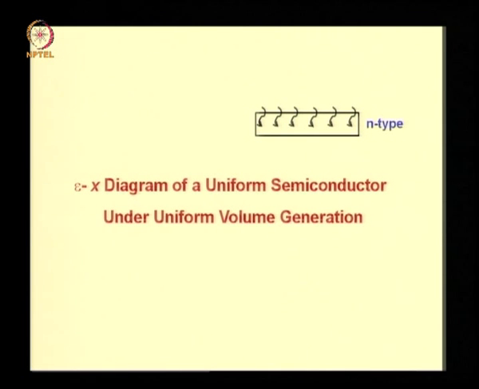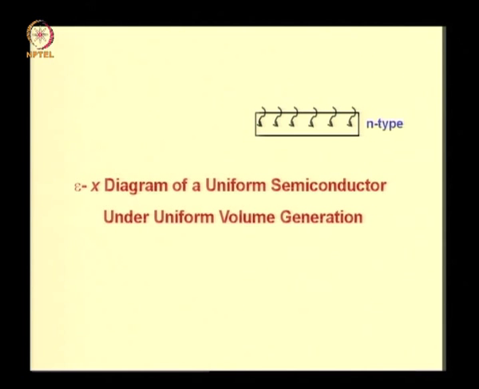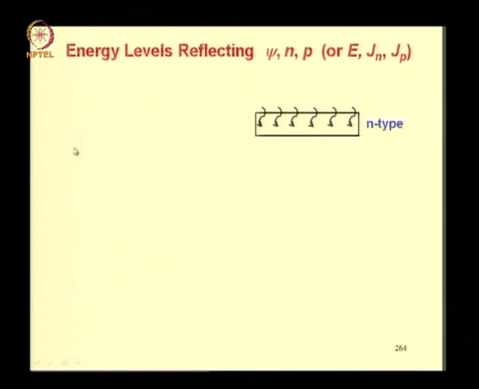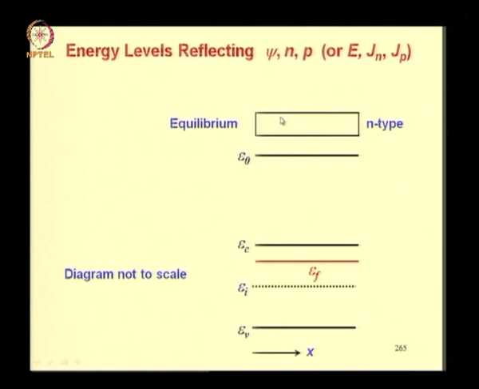Finally, let us discuss the energy band diagram of a uniform semiconductor under uniform volume generation. So, we want to show energy levels reflecting psi, n and p of the drift diffusion model, which will also reflect E, Jn and Jp. Let us begin from the equilibrium condition, for which we already know the band diagram. It contains E naught, EC, EF, EI and EV. EF is above EI because the semiconductor is N type.